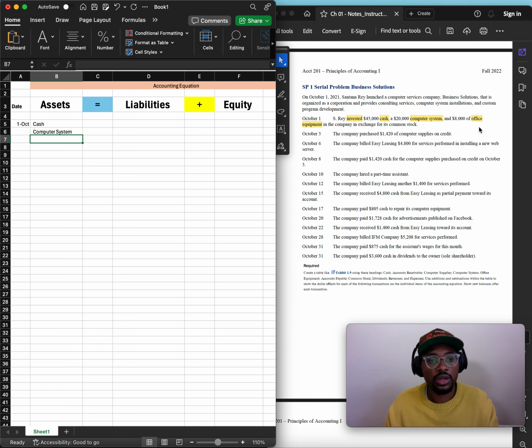Okay. Next one, office equipment. That's also going to be an asset. Why would office equipment be an asset? Office equipment is an asset because now this equipment, let's say a Mac computer, the owner gives to the business, so the business receives it, so the business owns it 100%.